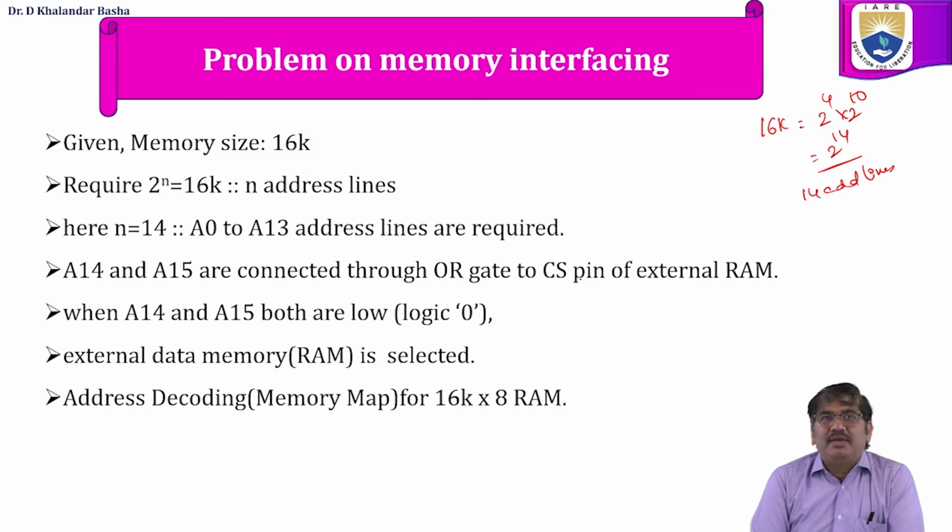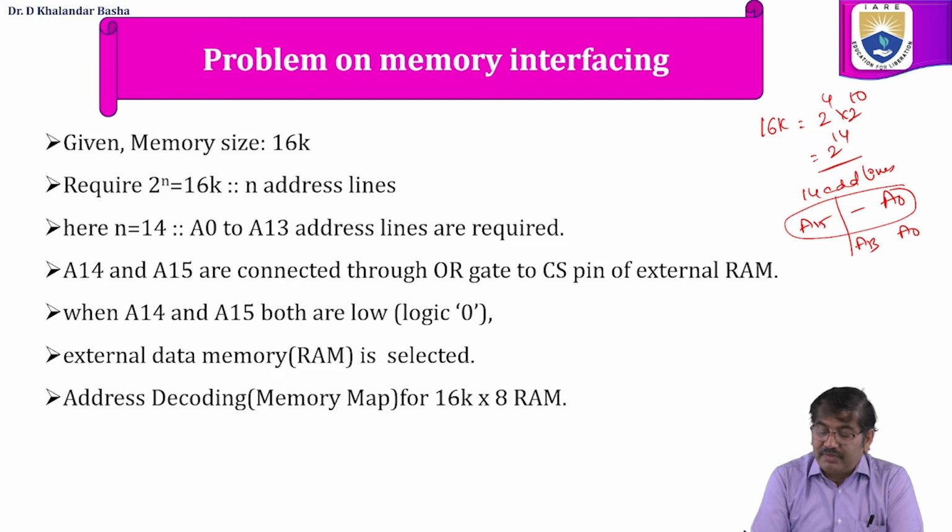For accessing the memory, 14 address lines are required. The address space in the 8051 microcontroller is A0 to A15. Out of these 16 address lines, we require A0 to A13 for accessing the memory, whereas the left out A14 and A15 are used with some OR gate or AND logic function for enabling the chip select of RAM. When address lines 14 and 15 are low, then the external RAM is selected.